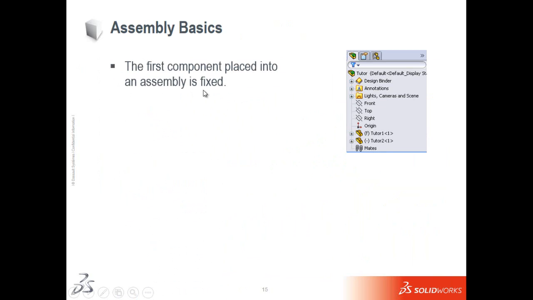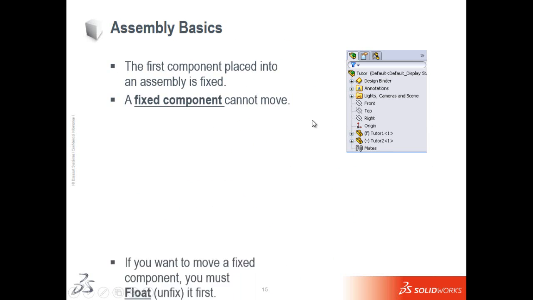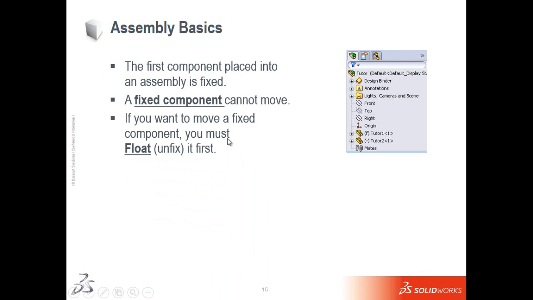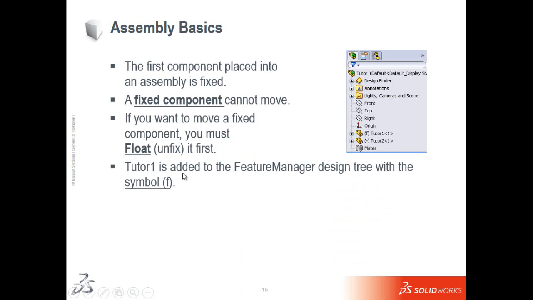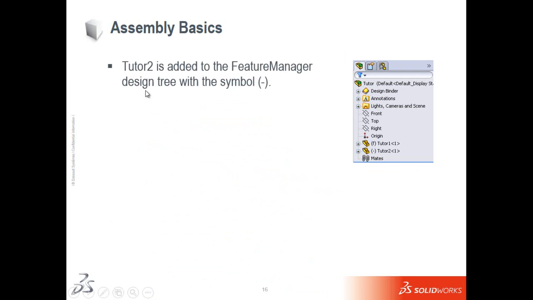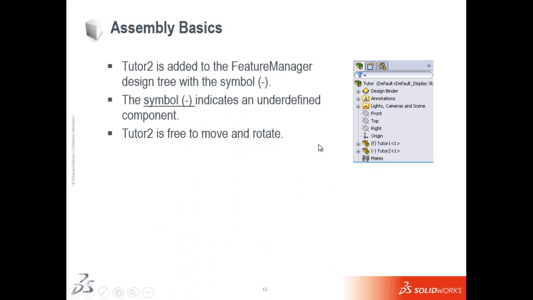The first component placed into an assembly is fixed. That means you can't move it around. A fixed component cannot move. If you want to move a fixed component, you must float or unfix it first. Tutor 1 is added to the Feature Manager design tree with the symbol F. F means fixed. Symbol F indicates a fixed component. Tutor 2 is added to the Feature Manager design tree with the symbol minus. The minus symbol indicates an underdefined component. Tutor 2 is free to move and rotate.